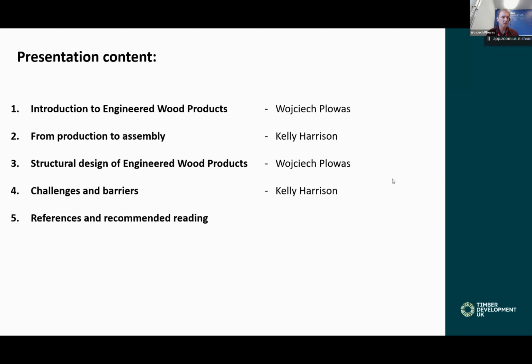Today's presentation is split in 4 sections. I will start with introducing some engineered wood products, and I will hand over to Kelly, who will talk a little more about the production and assembly side of things, and section 3 is about structural design. I've got limited time, so I will try to cover the most interesting things. And we're going to finish off with some challenges and barriers associated with mass timber construction.